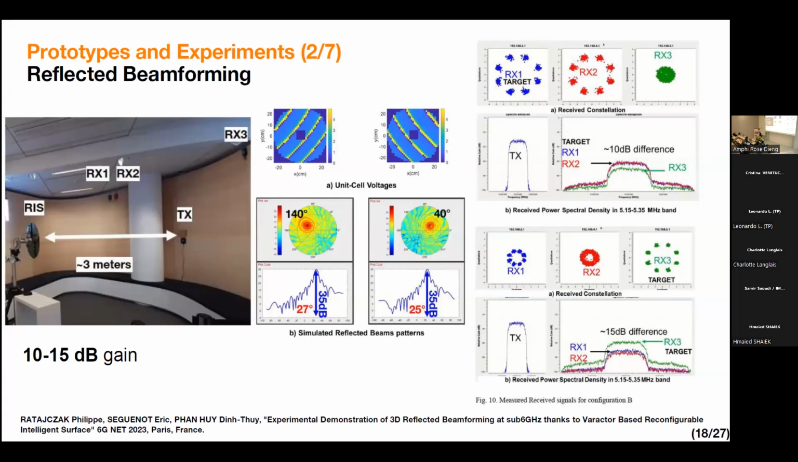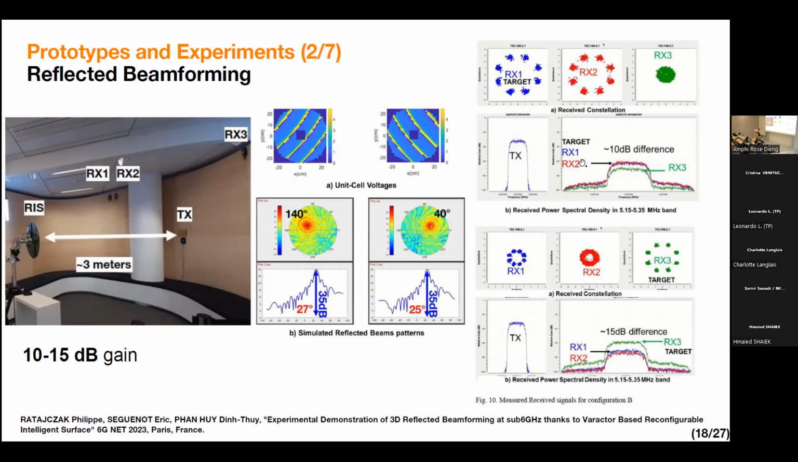So here is an example where we artificially blocked the communication between the transmitter and the receivers here. This is not a real coverage hole use case. It's artificial because we have a pillar and then we use very directional antennas. We really do everything to block the link between the transmitters and the receivers, and then we tune the RIS to redirect the energy from the transmitter to receiver one or receiver three. And you can see here simulated reflected beam patterns, okay? So with quite strong and directional reflected beams.